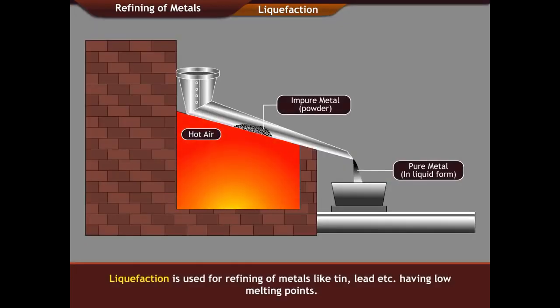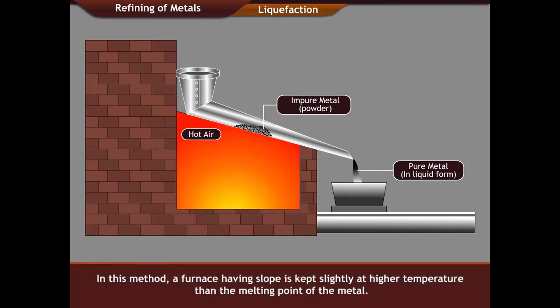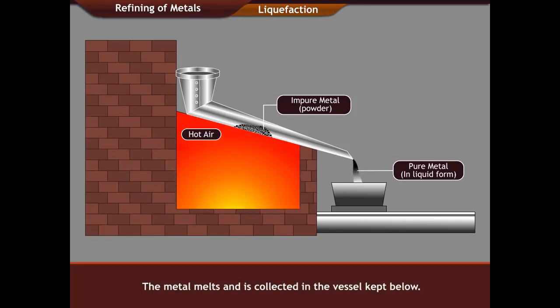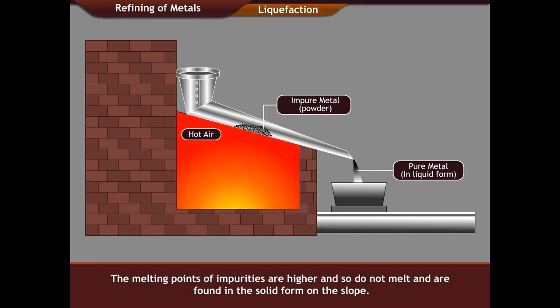This method is used for refining of metals like tin, lead, etc., having low melting points. In this method, a furnace having a slope is kept slightly at a higher temperature than the melting point of the metal. The metal melts and is collected in the vessel kept below. The melting points of impurities are higher and so they do not melt and are found in the solid form on the slope.